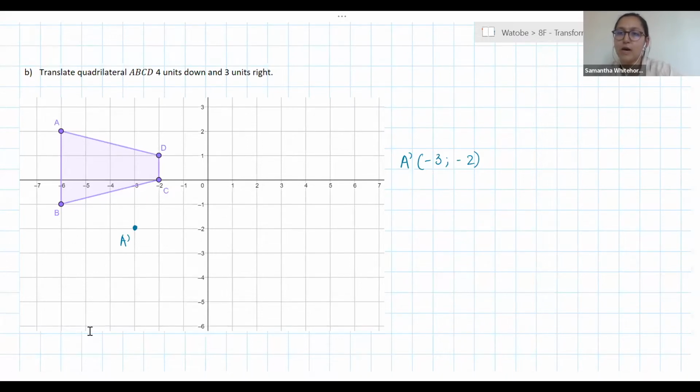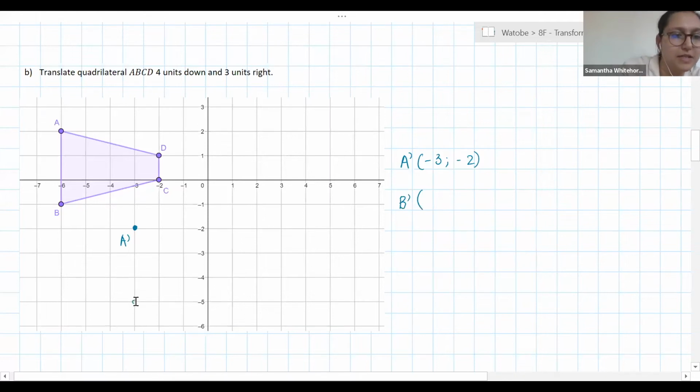Okay, Wangi, would you like to give us B dash? Ma'am, B dash is -3 and -5. Excellent. B dash is over there at -3, -5. Again, 1, 2, 3, 4 units down and 3 units right. Oh, my bunny hop's a little bit weird, but exactly there.